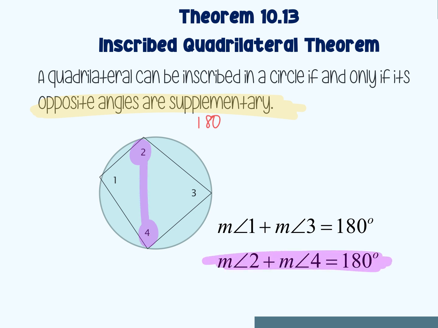You're going to see this on your homework and on your test. Angle 1 plus angle 3, if you add them together, it's also going to equal 180. So opposite angles equal 180. You will see this on the homework again, and you will see this on the test. So please remember that. Opposite angles are supplementary.